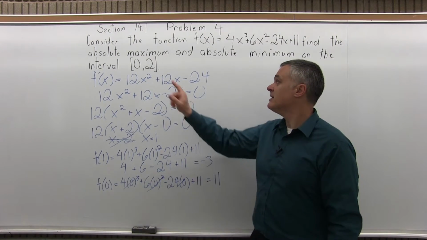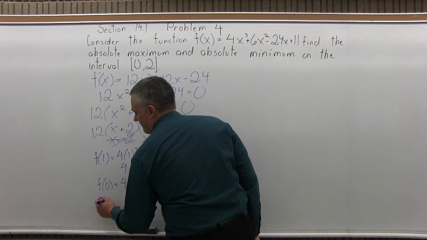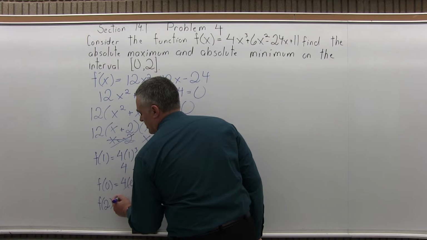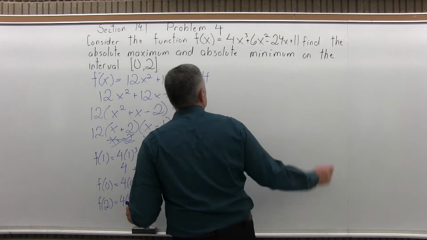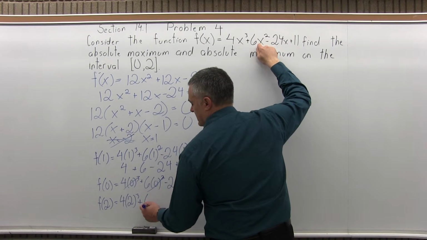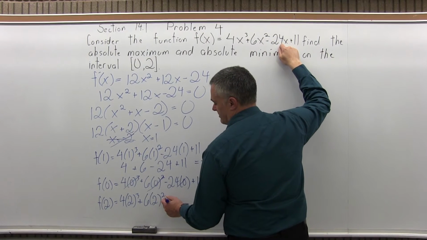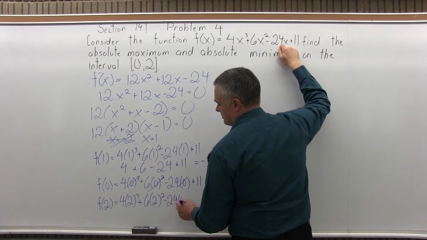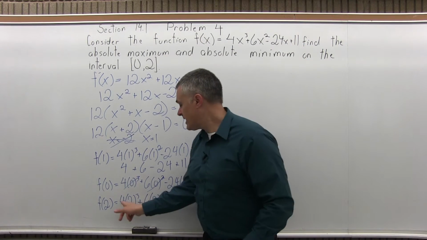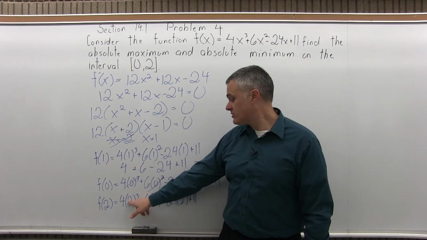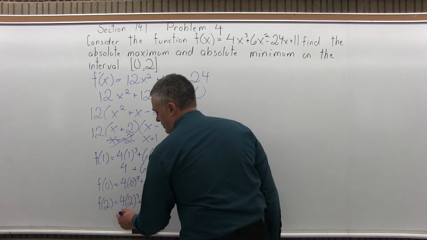I also have to find a height for my endpoint of 2. So f of 2 equals 4 times x cubed becomes 4 times 2 cubed, 6 times x squared becomes 6 times 2 squared, minus 24x becomes minus 24 times 2, and then plus 11. So if I do the math, 4 times 2 cubed, do the 2 cubed first. 2 times 2 times 2 is 8, positive 8, times the positive 4 in front. 8 times 4 is 32.